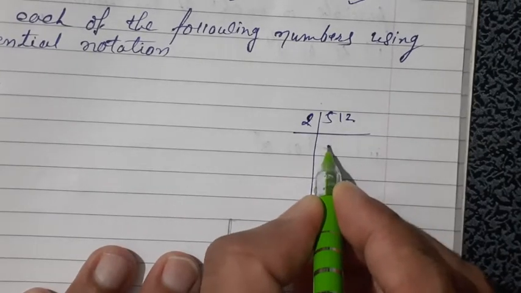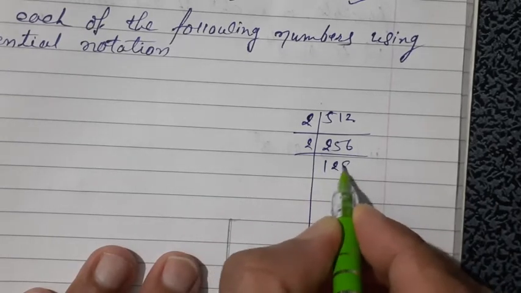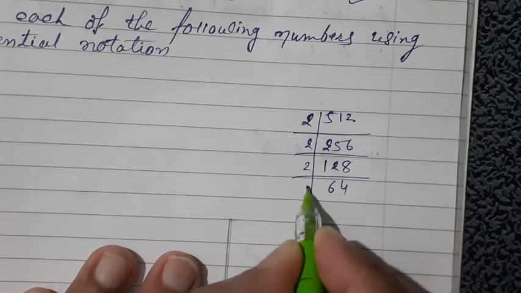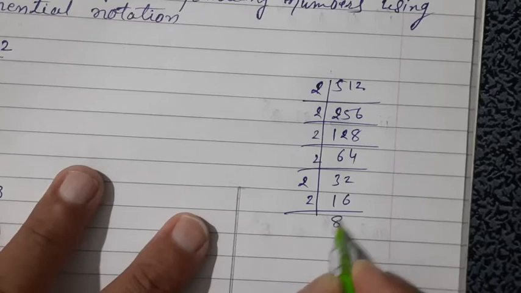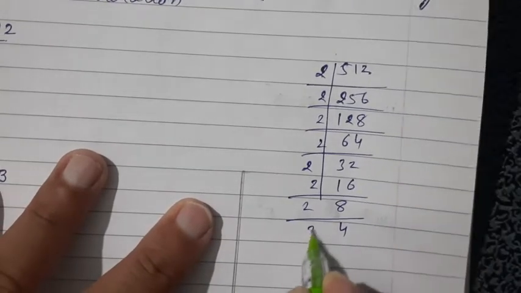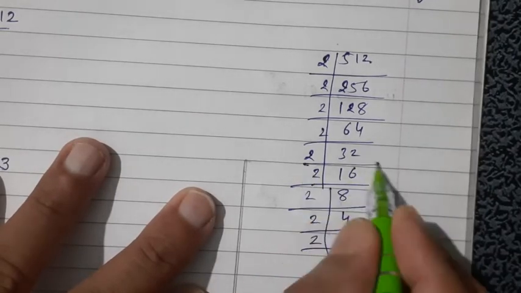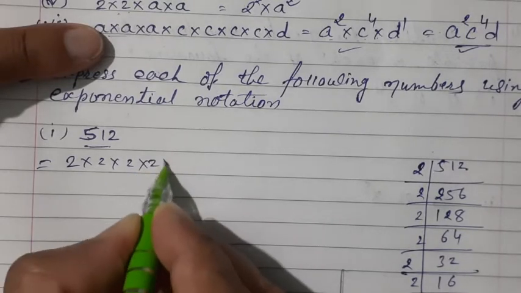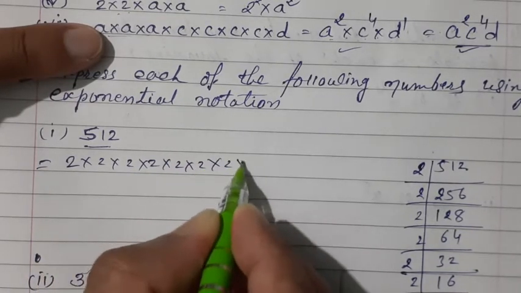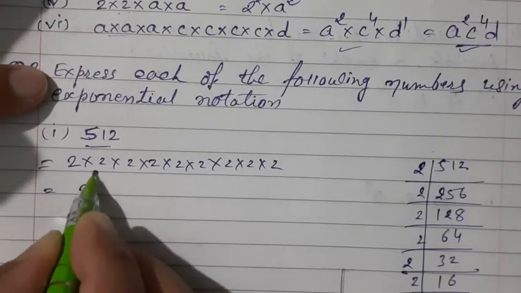So 2 256, again 2 128, again 2 64, then 2 32, then 2 16, then 2 8, 2 4s are 8, 2 2s are 4 and 2 1s are 2. Okay, so these are the factors. So write down the factors here. That is 2 into 2 into 2, 2, 2, 2. So how many times is 2 there? That is 9 times, means 2 raised to 9.